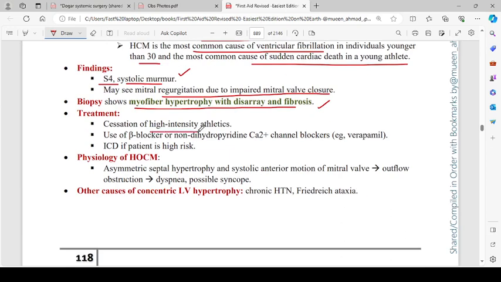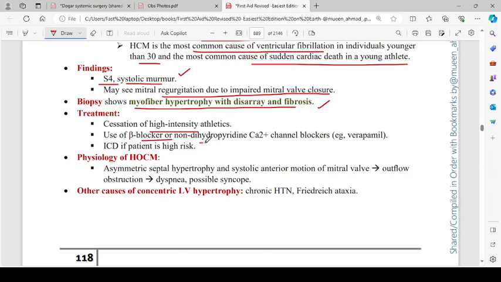Treatment is cessation of high intensity athletics, because the classical case scenario, the vignette which they will give you in the step exams or maybe anywhere else, is that there is a 20 year old or maybe very young guy who was into athletics, playing some soccer, and he just died suddenly, and there was a family history of an uncle who died with a similar symptom. Or maybe they can tell you that there's a sportsman, a young guy, who is having some sort of systolic murmur, and his paternal or maternal uncle died of a similar situation at a very young age. So that is a diagnosis of hypertrophic cardiomyopathy.